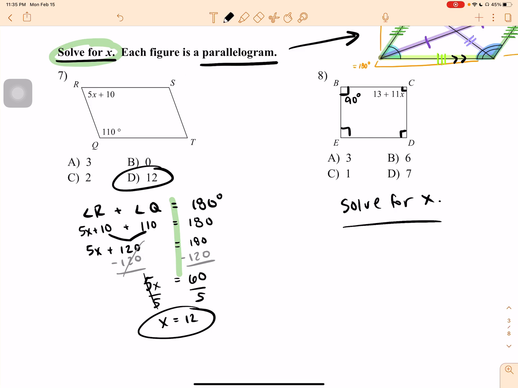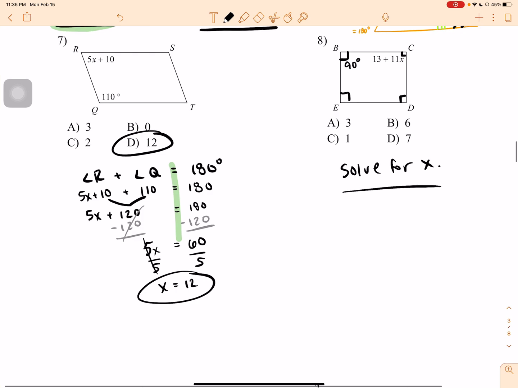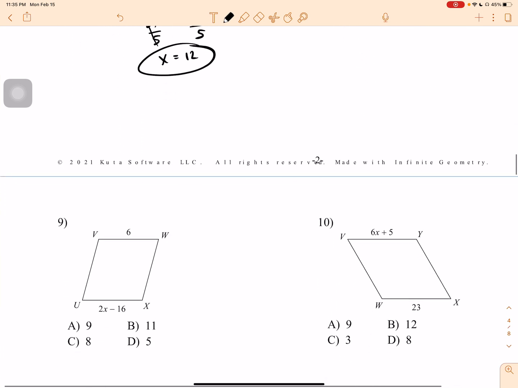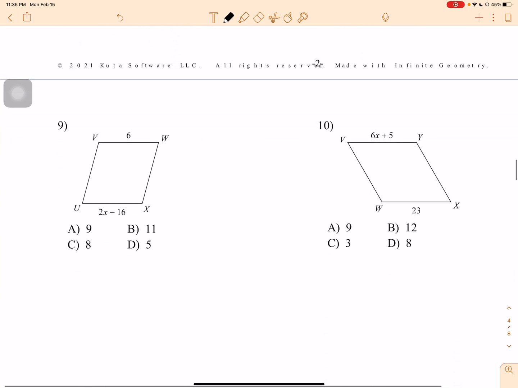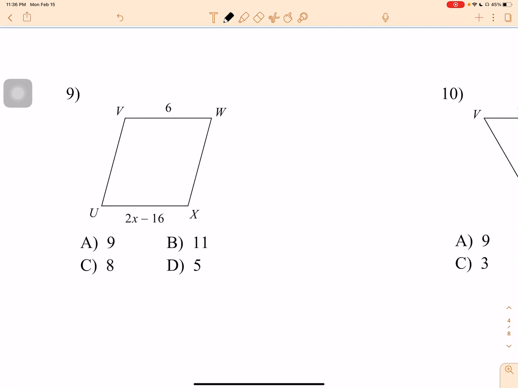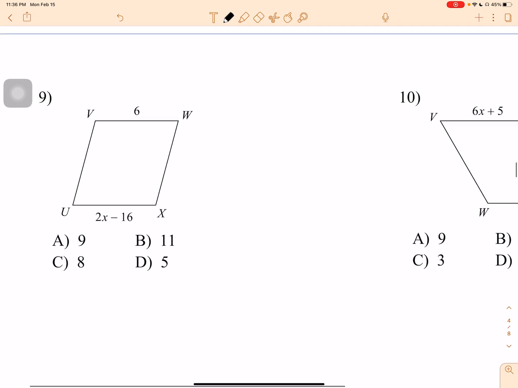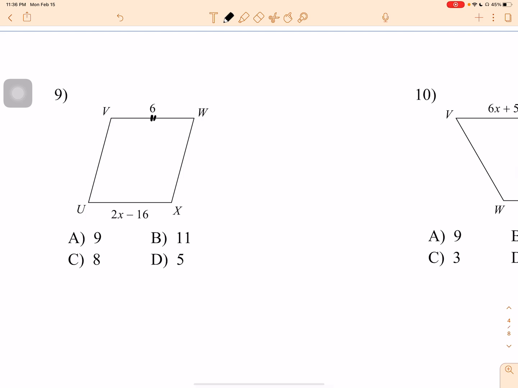Okay? Make sure you're pausing the video and actually doing those problems. You can always finish the rest for homework. The Khan Academy today is pretty easy. All right. Same, parallelogram still. Okay, same thing. So we know that the opposite sides are equal.